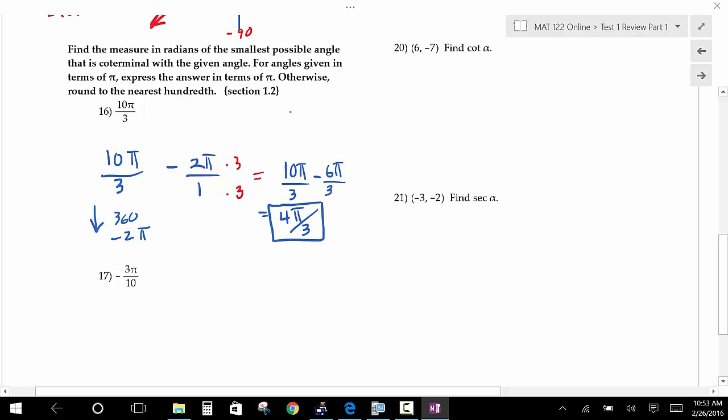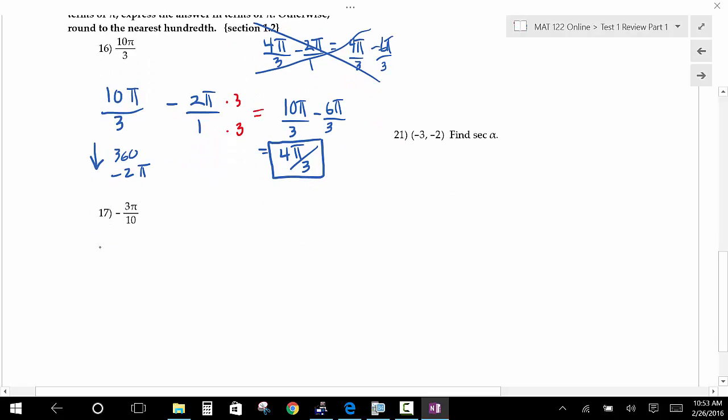If you subtracted 2 pi over 1 again, let me show you what happens. That would really be 4 pi over 3 minus 6 pi over 3. So notice you would get a negative answer. So that's the reason why you don't need to subtract 2 pi again. That would guarantee that it's the smallest positive coterminal angle then.